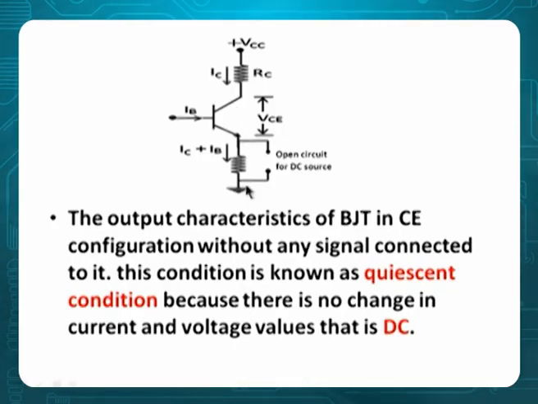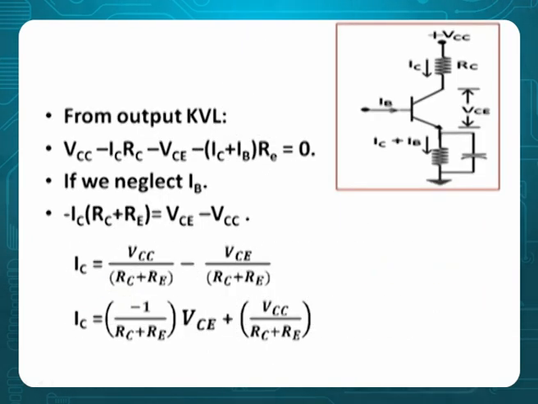So let me apply KVL to the output, then find out what equation is going to come. VCC minus ICRC minus VCE minus (IC plus IB) into RE, because this capacitor is open circuit. If you neglect IB, you will get IC as minus 1 by (RC plus RE) into VCE plus VCC by (RC plus RE). Take this important equation. From here, suppose if VCE is equal to 0, IC is VCC by (RC plus RE). And suppose IC equal to 0, VCC is VCE.